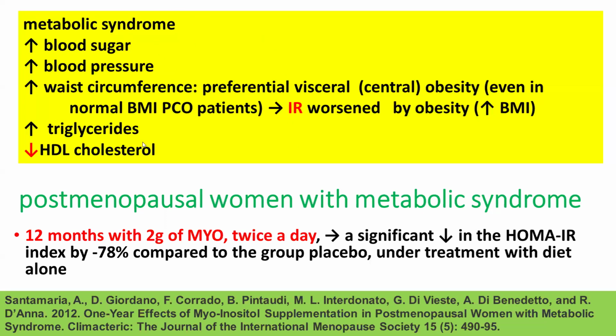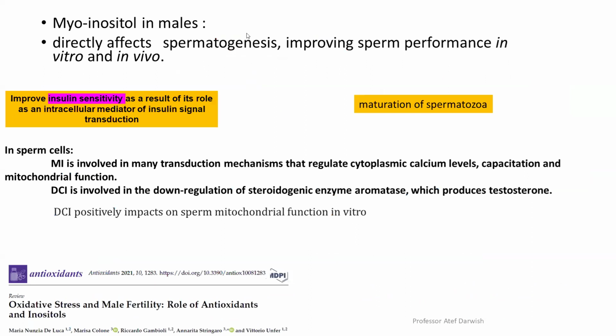The metabolic syndrome was already mentioned: in postmenopausal women with metabolic syndrome, 2 grams of Mayo twice daily for 1 year will significantly decrease HOMA-IR index by 78% compared to the placebo group under treatment with diet only. It can be used for males to increase sensitivity of insulin, and some studies found it's important for maturation of spermatozoa and even motility, but these are limited studies.